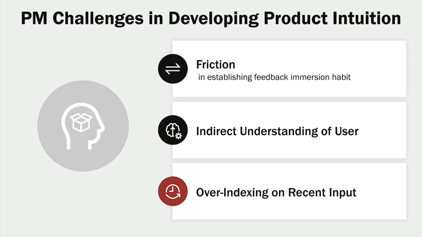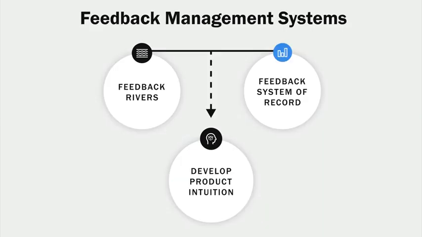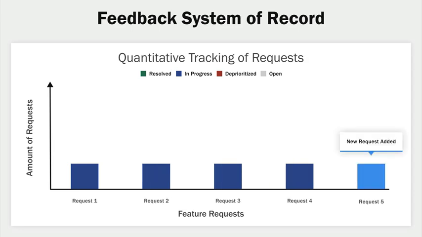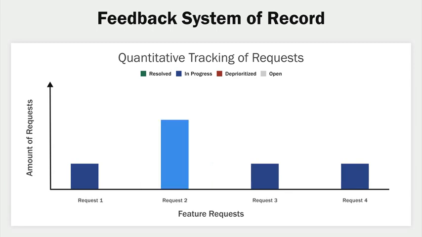In this lesson, we'll introduce a tool to solve the third challenge. This tool is called the Feedback System of Record. A feedback system of record, FSOR, is a system for quantitatively tracking your feature requests over time. At its most basic, here's how an FSOR works. As feedback comes in with specific feature requests, those feature requests are added to the FSOR. And if the feature request already exists, the number of votes for that particular feature is increased.